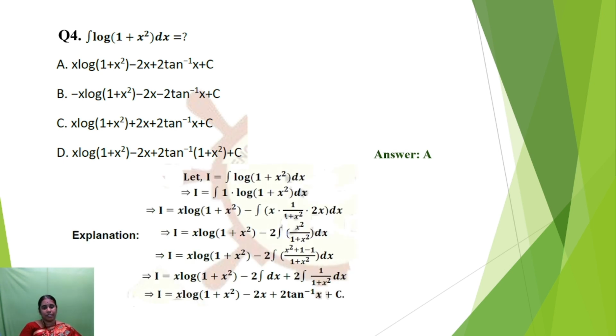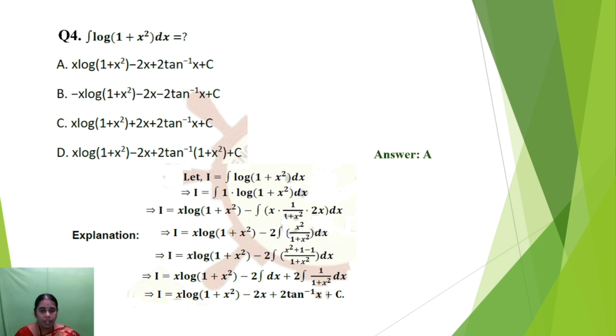Integral of log of 1 plus x². There is no straightforward formula for integrating this, so we apply the integration by parts formula. The integral of u dv is uv minus the integral of v du. Here u takes the value log of 1 plus x², and dv is dx, so v is nothing but x.